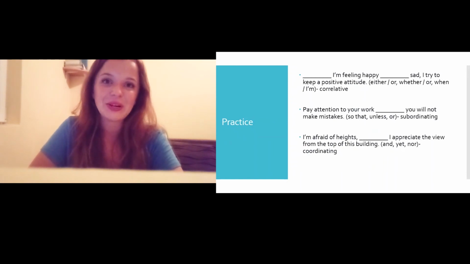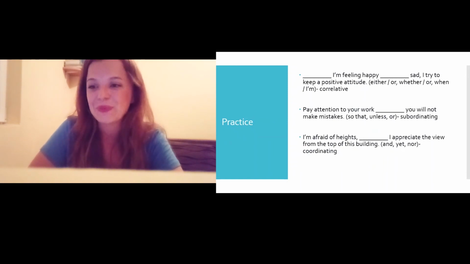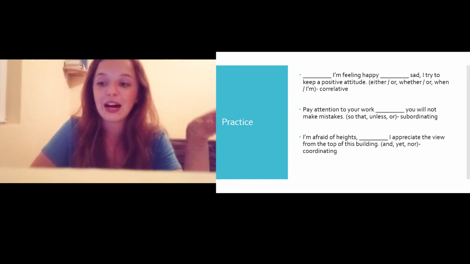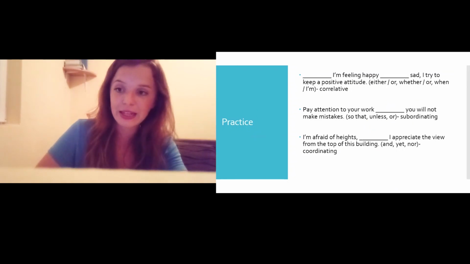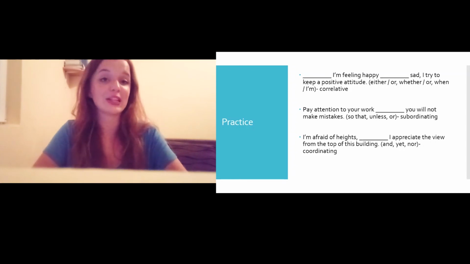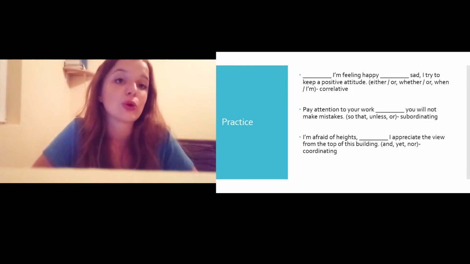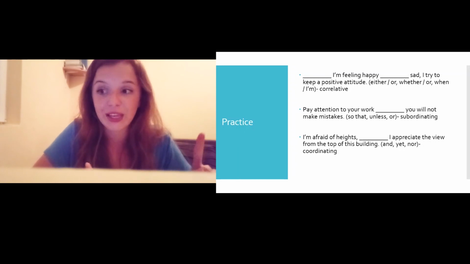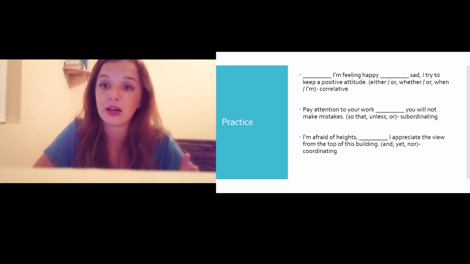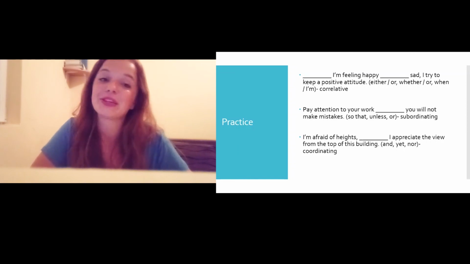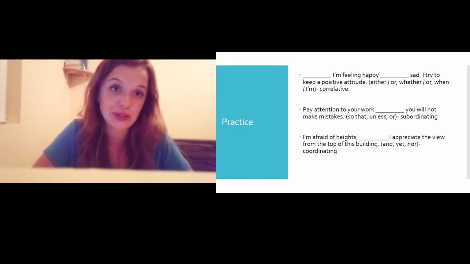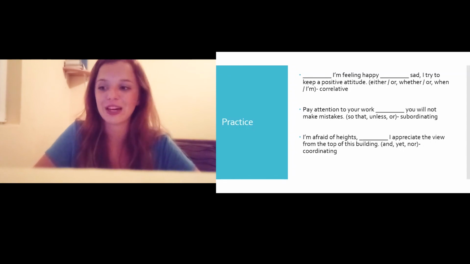Then we're going to do a little practice here. So you have: blank I'm feeling happy, blank sad, I try to keep a positive attitude. Here we are going to use one of these correlative conjunctions given in the brackets: either or, whether or, when. So, whether I'm feeling happy or sad, I try to keep a positive attitude. So in both situations, I try to keep a positive attitude.